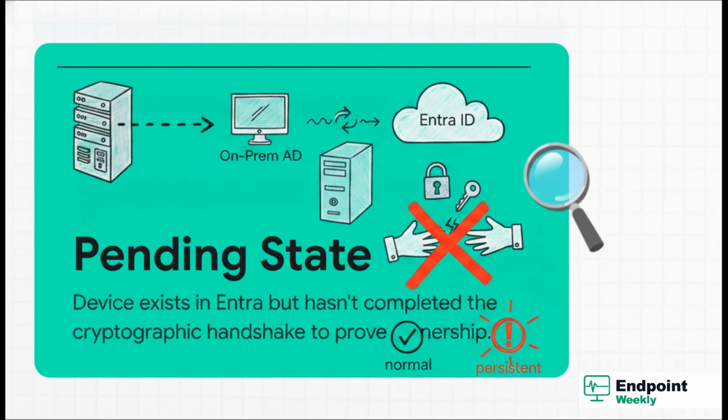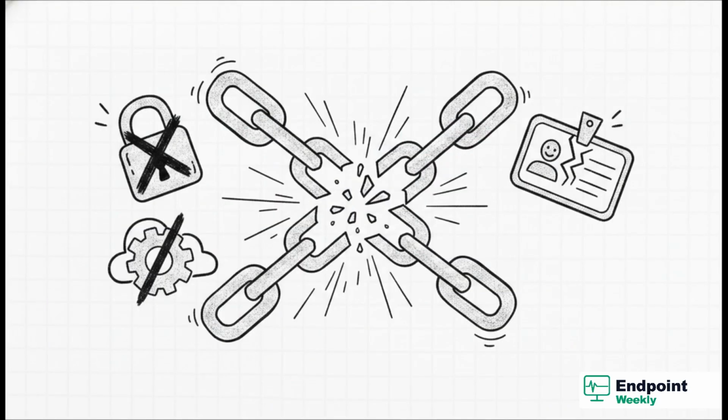Now, while a temporary pending state is totally normal right after a sync, a persistent one, that's a major red flag. For the senior directors and executives tuning in, I really want to emphasize that this is not just some minor technical glitch. This is a massive security and compliance failure for the business. When a device is stuck in pending, it is not considered hybrid joined. That means it breaks your conditional access policies. It completely halts co-management enrollment with Intune. It disrupts Windows Hello for Business, and it blocks any access claims that require a compliant device. It essentially snaps the chain of trust that your entire security perimeter relies on.